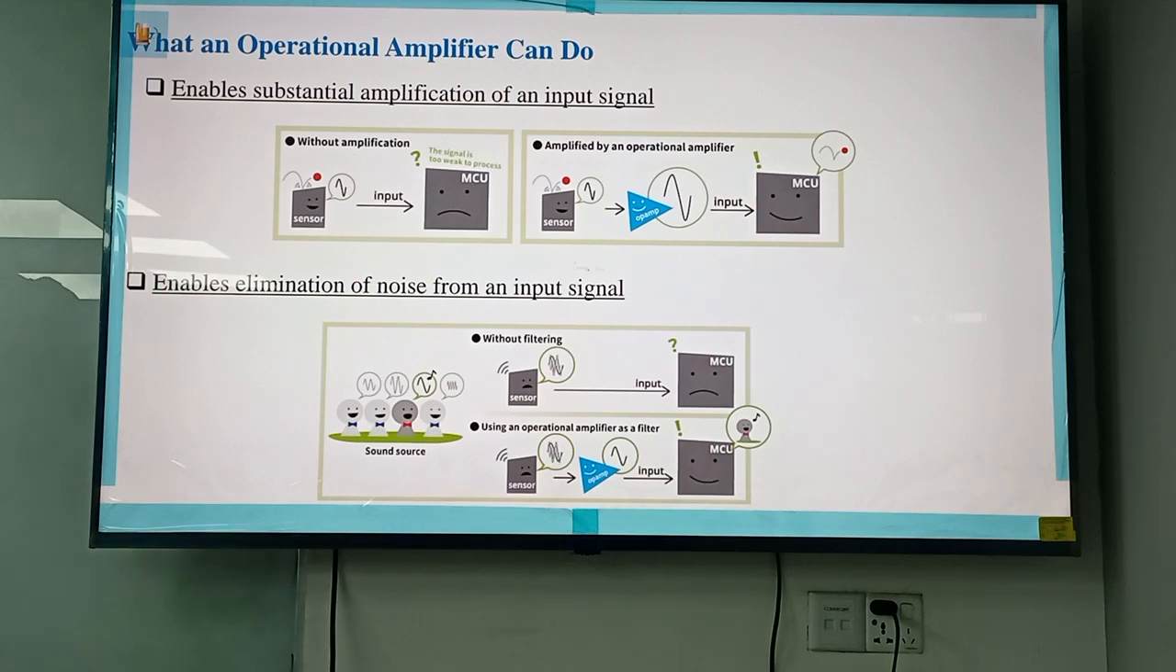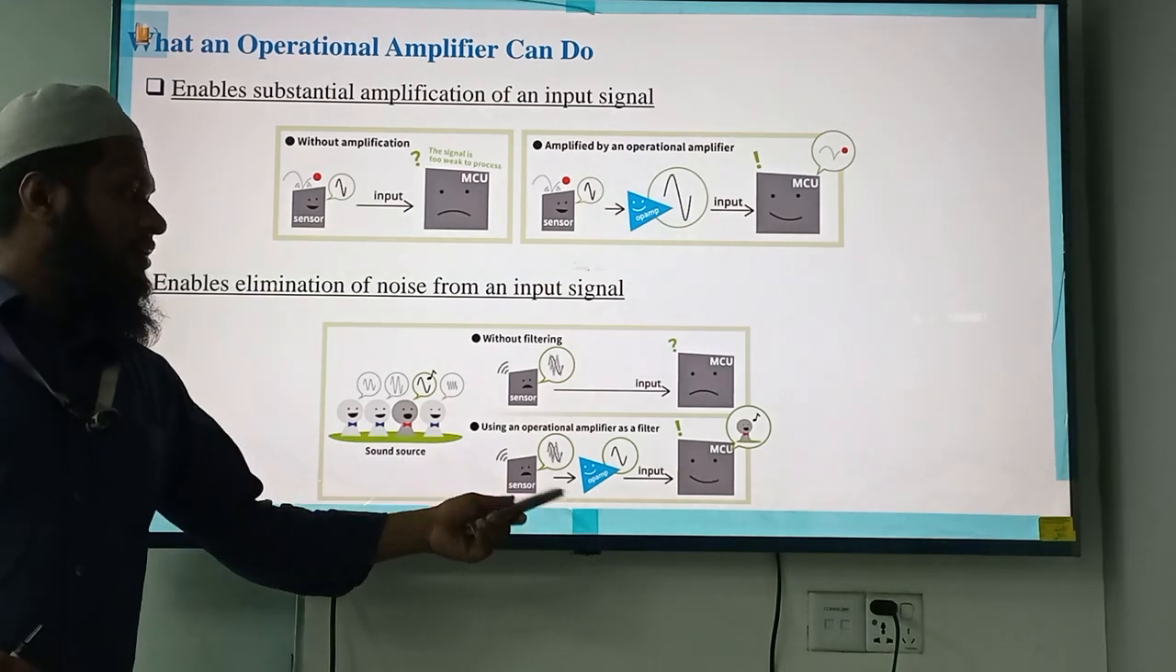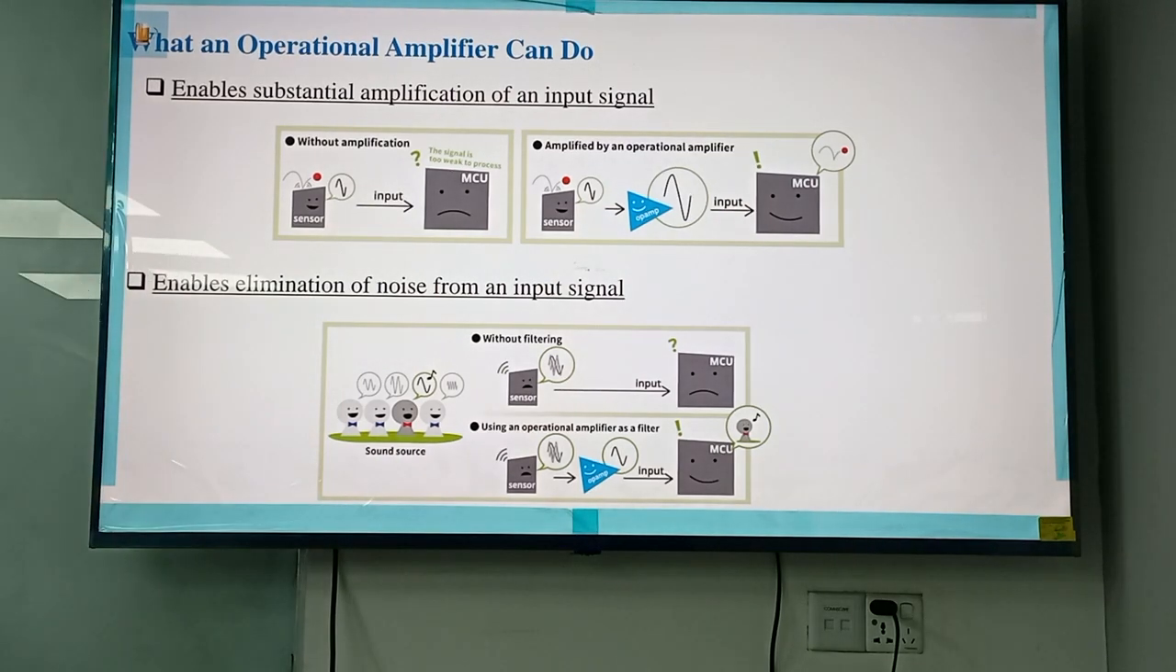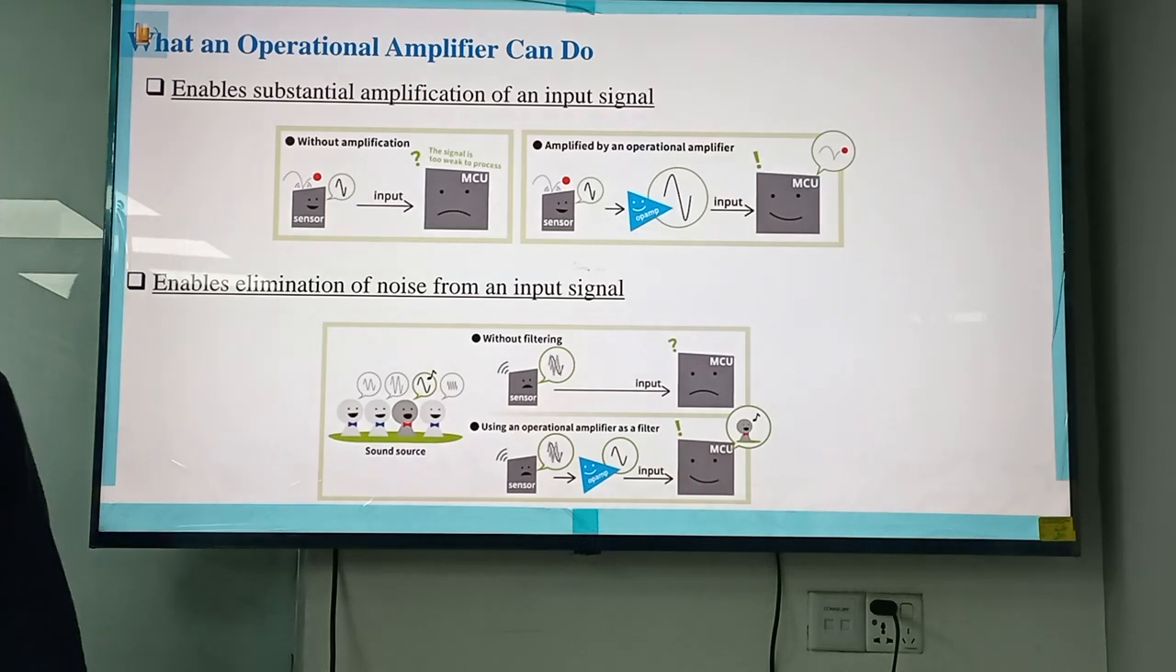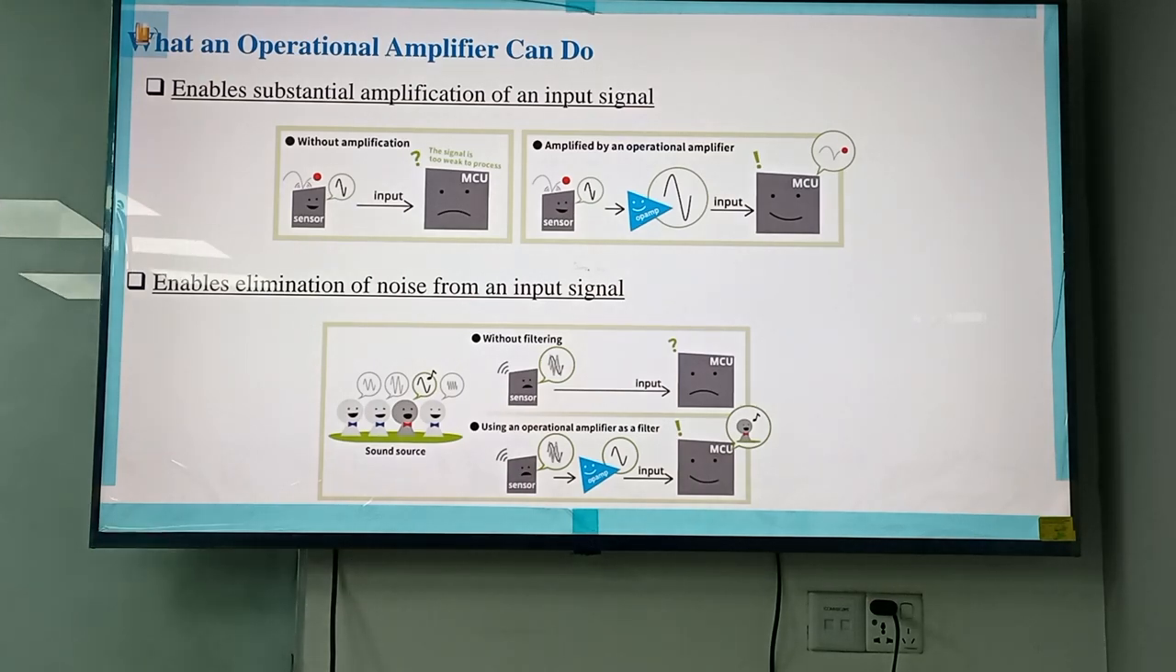Okay, first of all, it can be used as an amplifier. It will amplify the weak signal into a large and strong signal, and it can also exclude the noise. Okay, and it will send the signal to the computational unit without noise. So it will be much easier for the computational unit to compute the data properly. Okay, so these are the two major roles of the op-amp in our daily life.